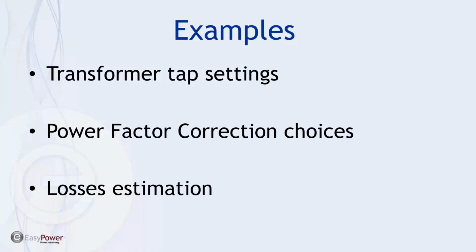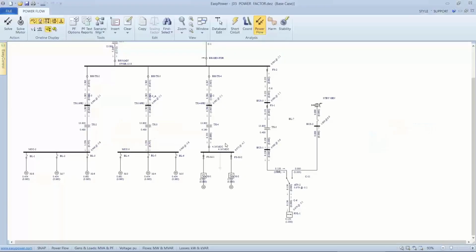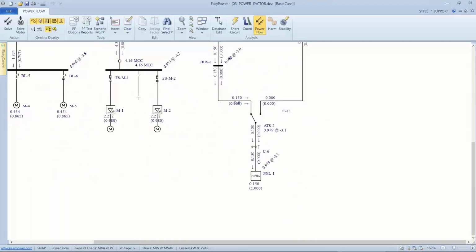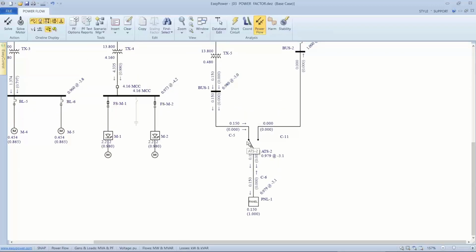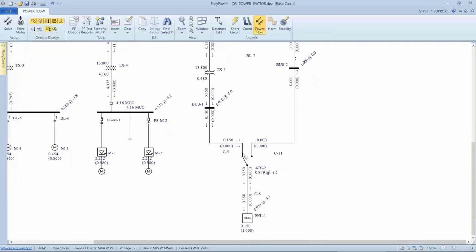Okay, then I want to talk about estimating losses. So let's jump back into this and see what's going on. If we look over here at this particular bus, we have this on an ATS, so presumably it's the emergency systems. While it doesn't have any motor loads because there's no reactive power going on, is it going to be equally capable if we switch over to the standby generator?